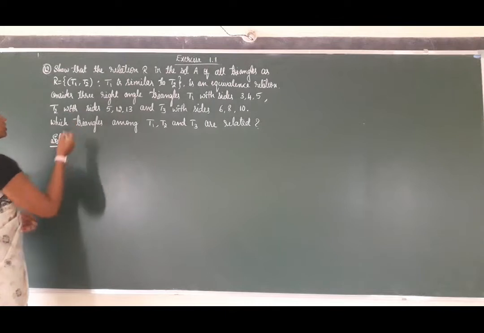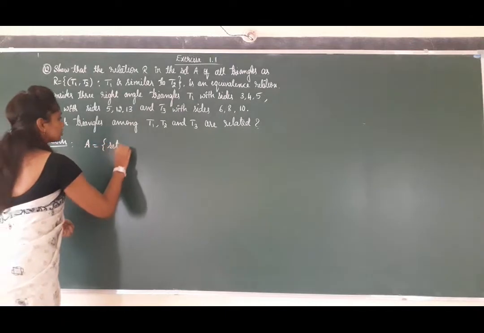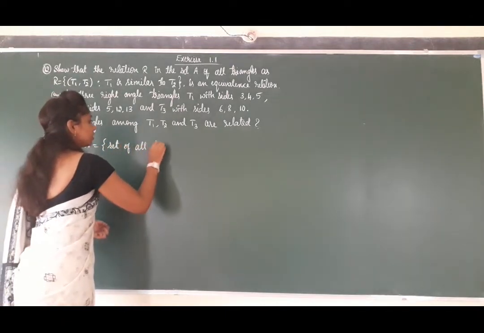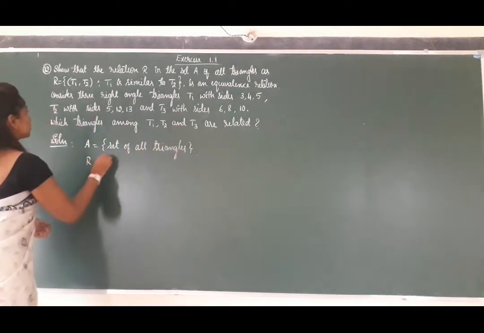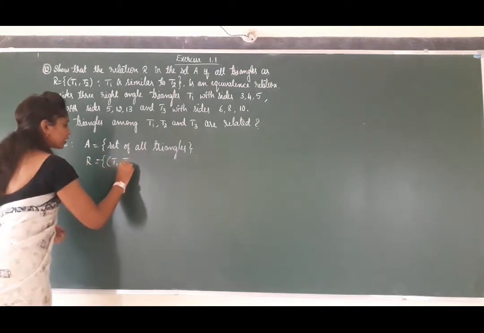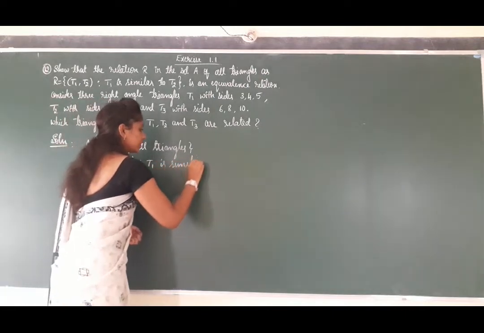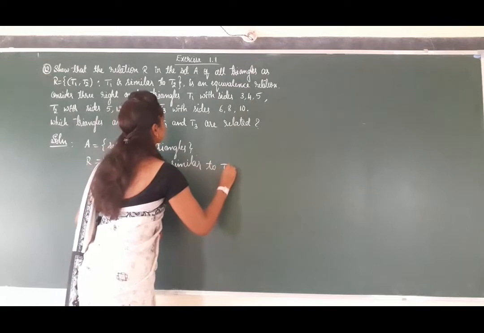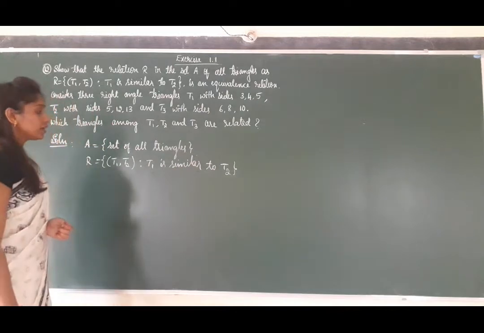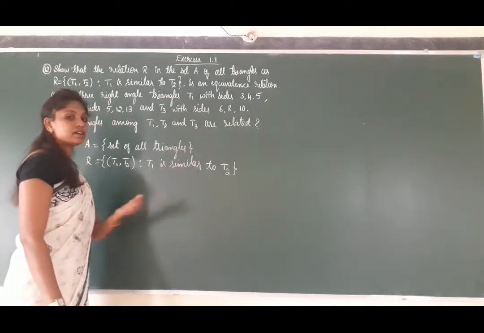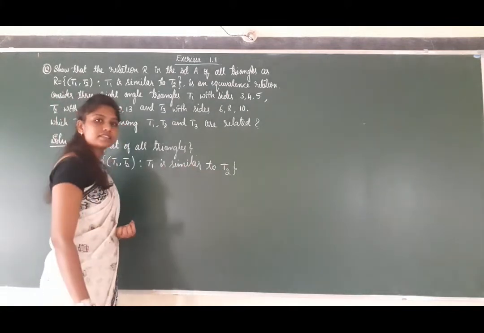Okay. First, what is given? Set A is a set of all triangles. And relation R is the set of all ordered pairs (T1, T2) such that T1 is similar to T2. The triangle T1 is similar to T2. Similar means what? If two triangles are similar, then they have the same shape, though not necessarily the same size.